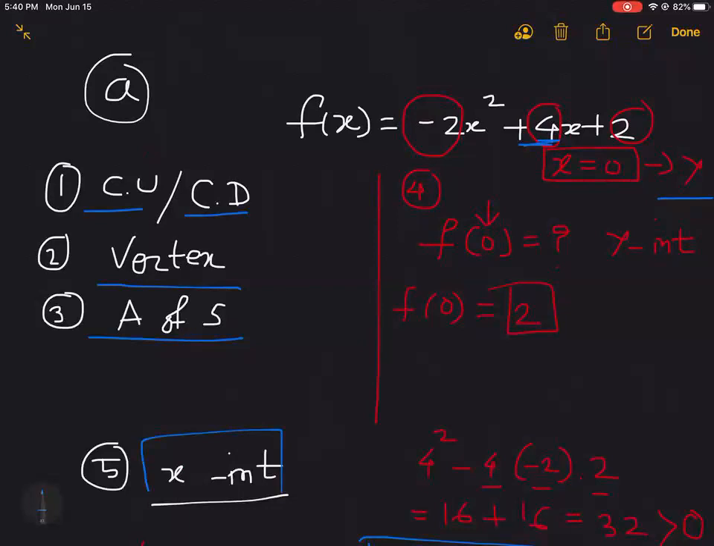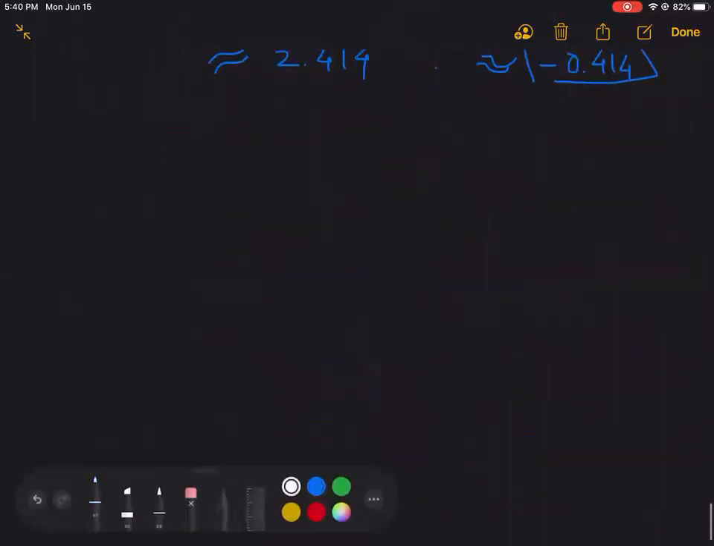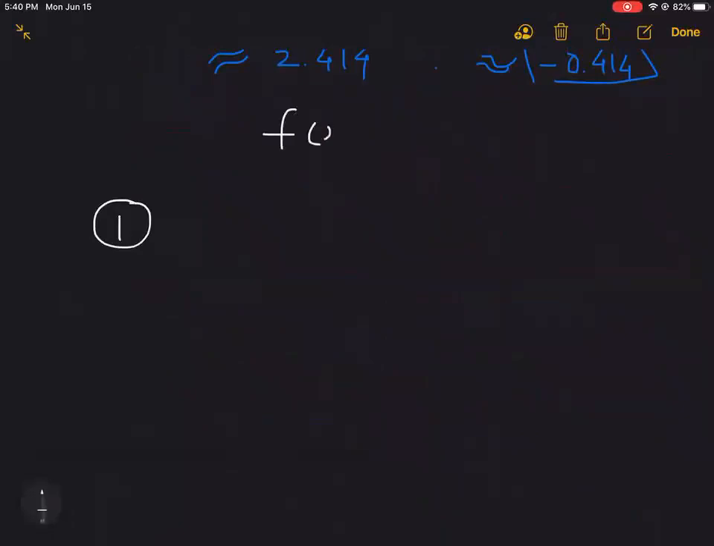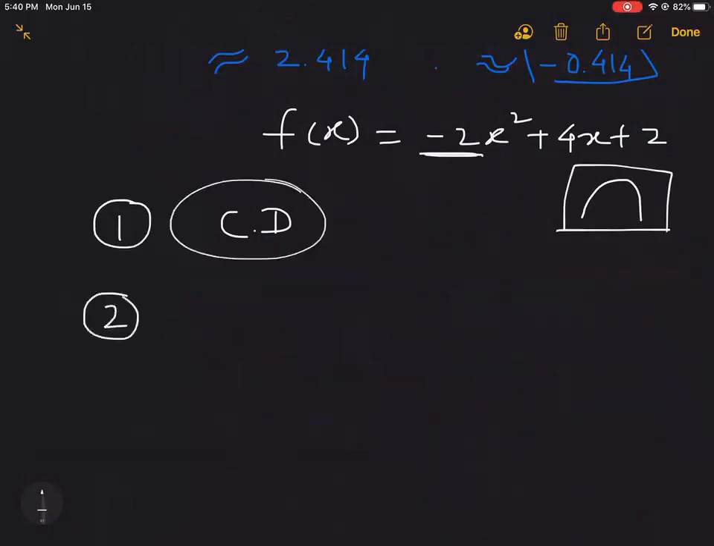First of all, let me write the function for you: negative 2x squared plus 4x plus 2. Here a is negative, so it will be concave down. So you will have a bowl facing downwards, something like this. Your intuition should straight away say that we'll have a figure like this. Okay, it's concave down.